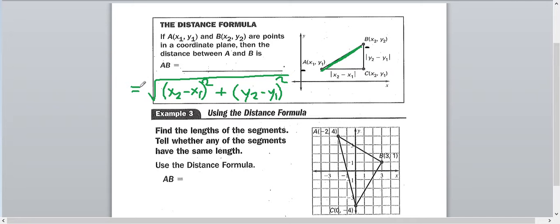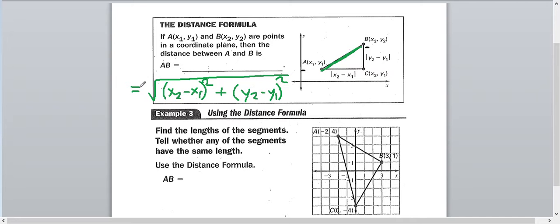Okay, so we're going to go ahead and we're going to do example number 3. And this is a triangle. So there's 3 points, A, B, and C. And the directions say to find the lengths of the segments and tell whether any of the segments have the same length. So if we're talking about length, that's the same as distance.